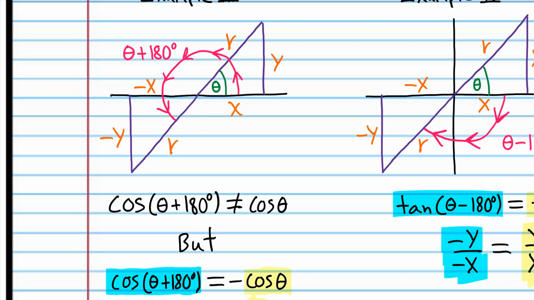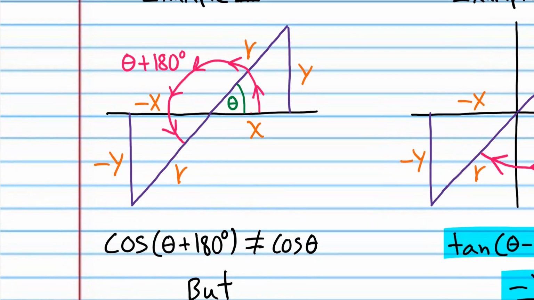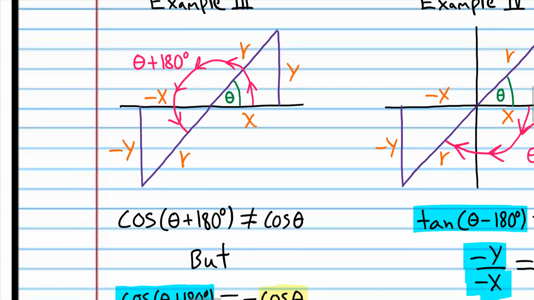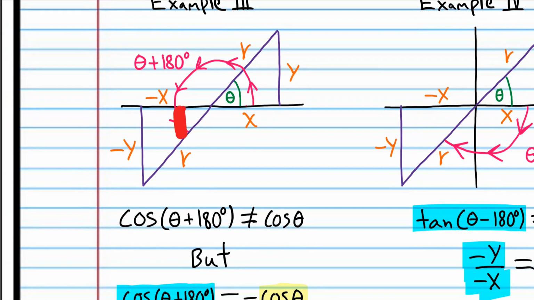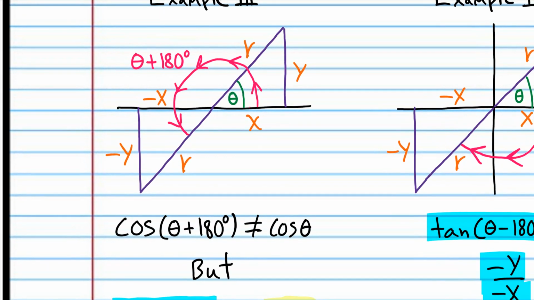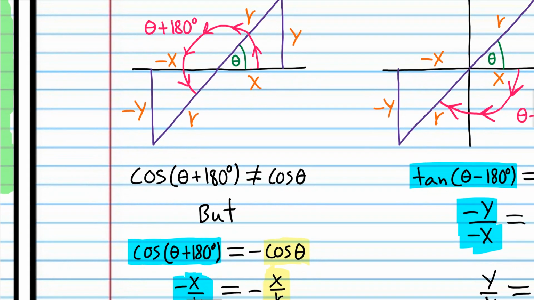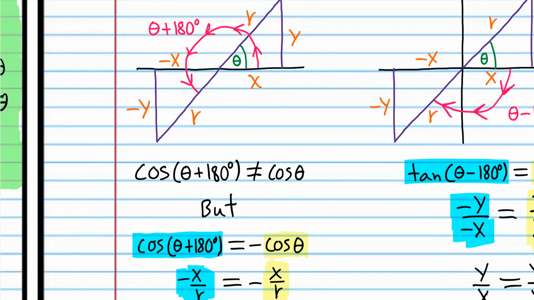Now here's the big question. Who cares? What's the point? Well, as you know, this is the reference angle for any function with that theta value. This over here is the reference angle for the angle theta plus 180. The reference angles determine everything. So because these reference angles are the same, that means we can come up with some convenient equations.